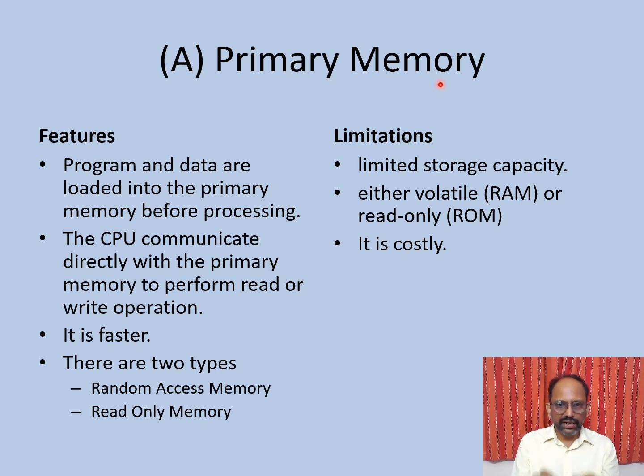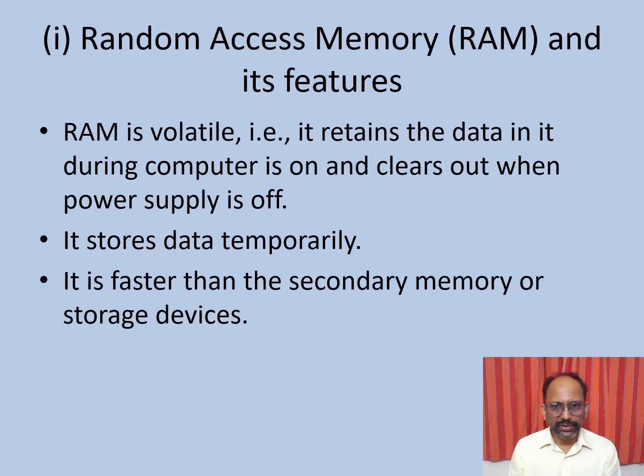But the data in primary memory is not permanently stored. That means any data is available in the primary memory only during the functioning of the computer. As and when the computer is switched off, all the data stored in the primary memory will be erased. Therefore, we call primary memory temporary memory, but it is the main memory of the computer. Random access memory, RAM, is the main memory of the computer.